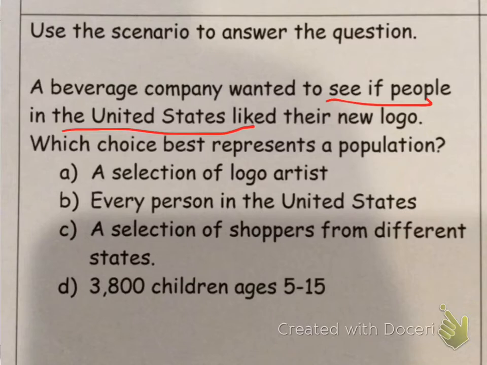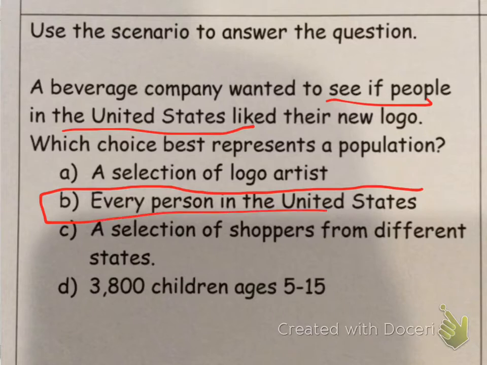So when we read these answers, let's see which one fits that the best. A, a selection of logo artists. B, every person in the United States. C, a selection of shoppers from different states, and D, 3,800 children ages 5 to 15. Well, as it read in the question, the population would actually be every person in the United States, which is part B here for my answer.